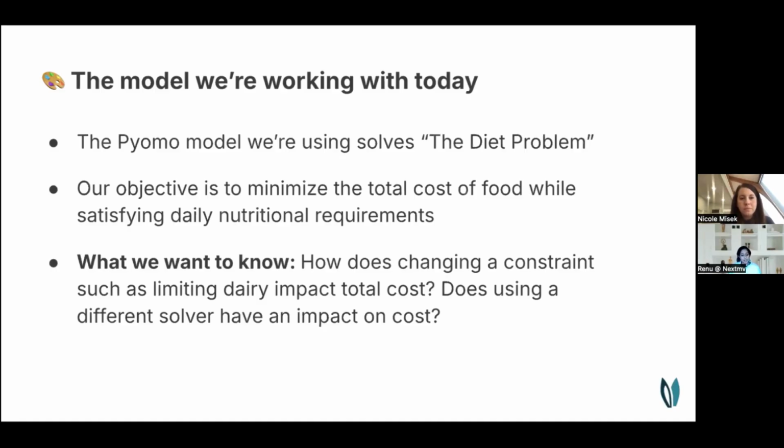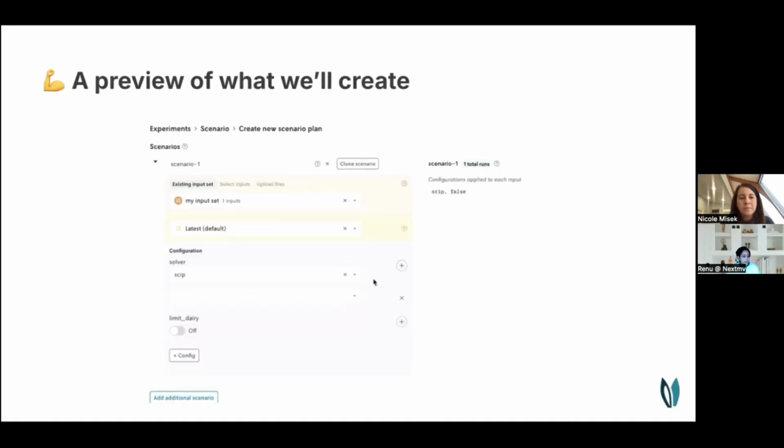And we'll also look at what that cost looks like if we swap out solvers. So that'll be another configurable option for us. And that will all look like this in the UI. So after we make a few code changes that Nicole walks us through, we will be able to set up a scenario test that looks exactly like this, where we'll be able to choose between which solvers we want to use for the test, as well as toggle different constraints on and off.